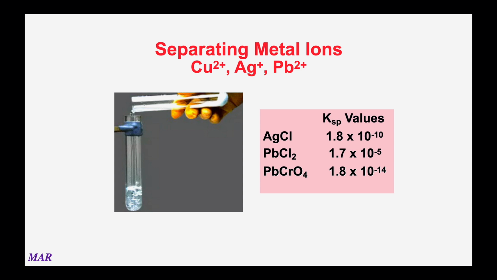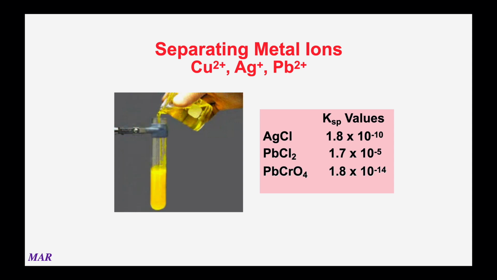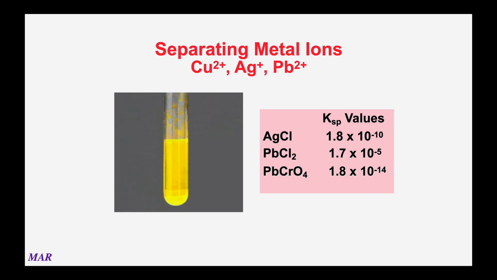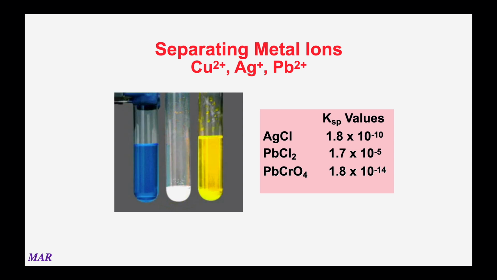To demonstrate that the decanted solution contains lead ions, we can add chromate ions, which cause the precipitation of lead chromate. The characteristic yellow color of the precipitate confirms the presence of lead. We have separated the three ions in the original solution from each other.